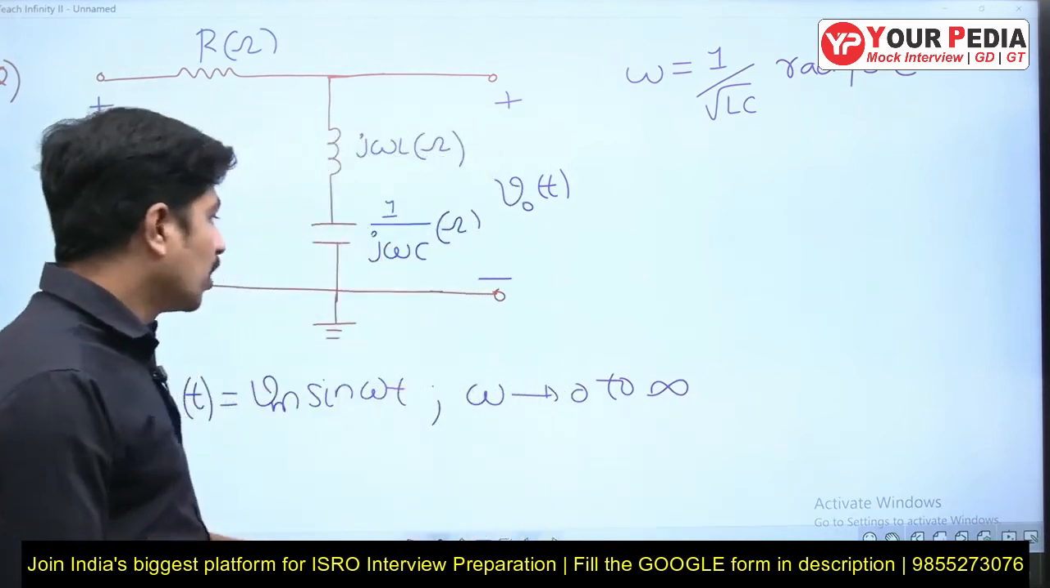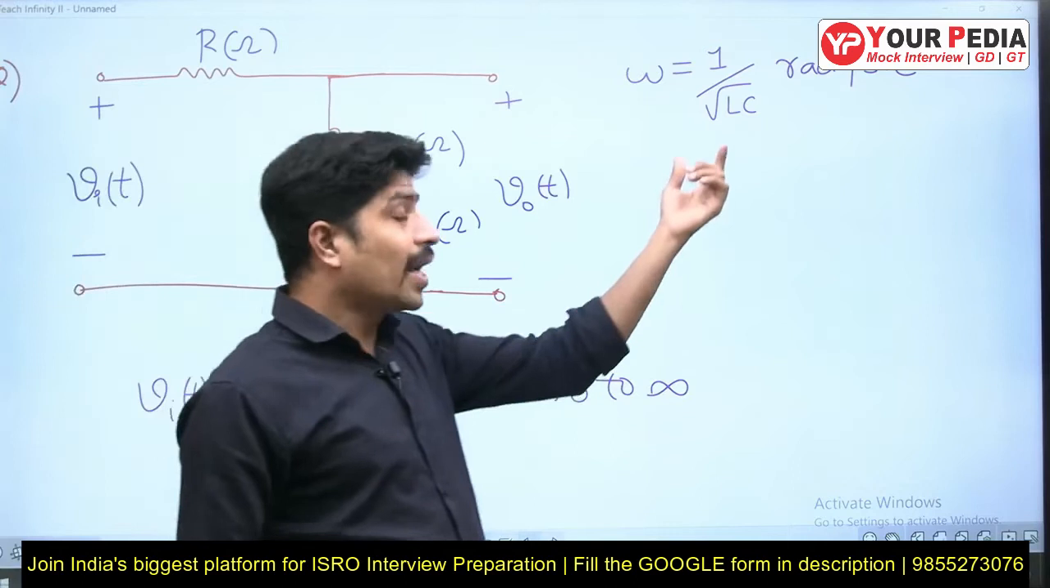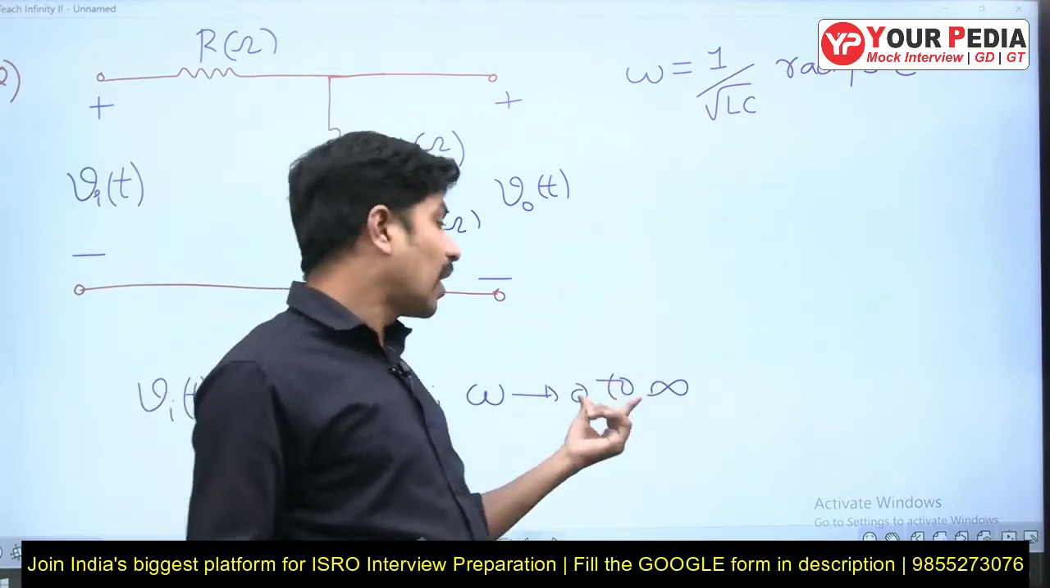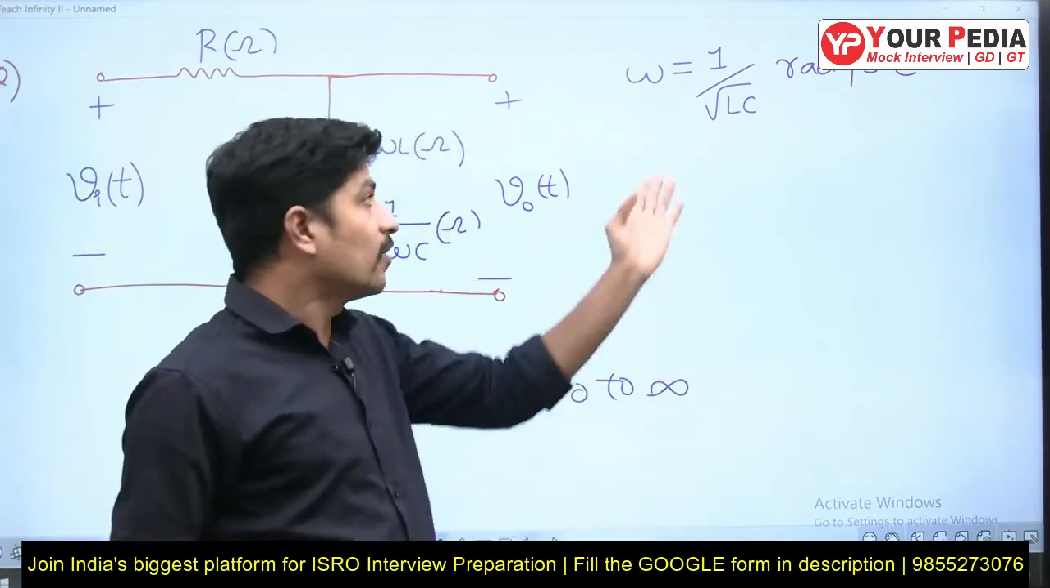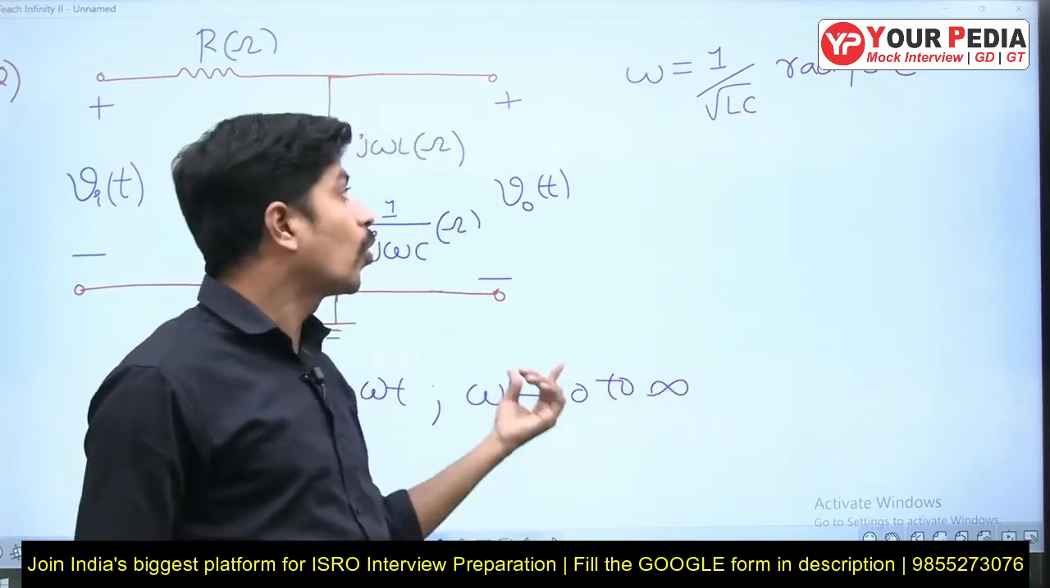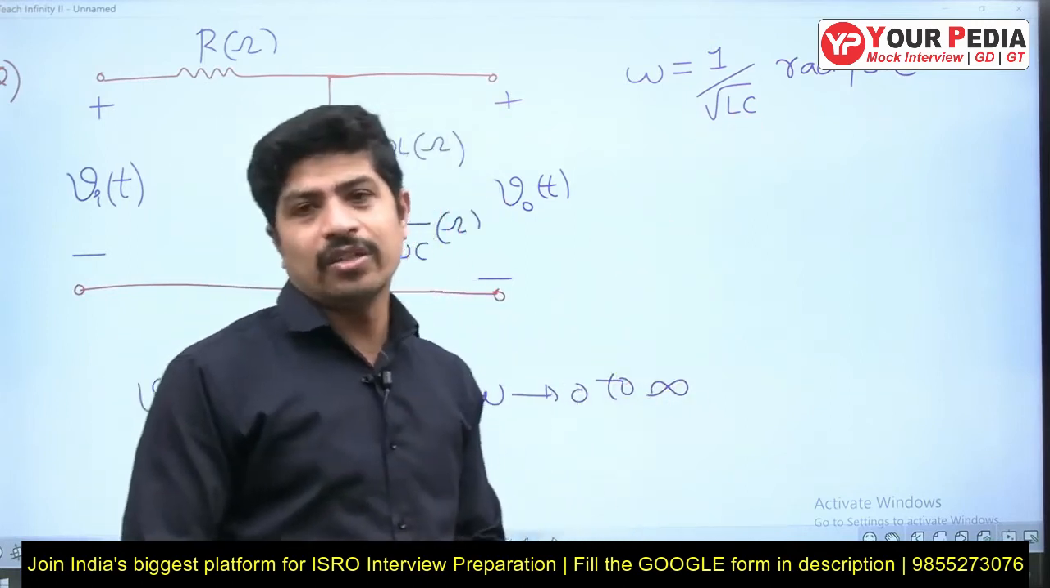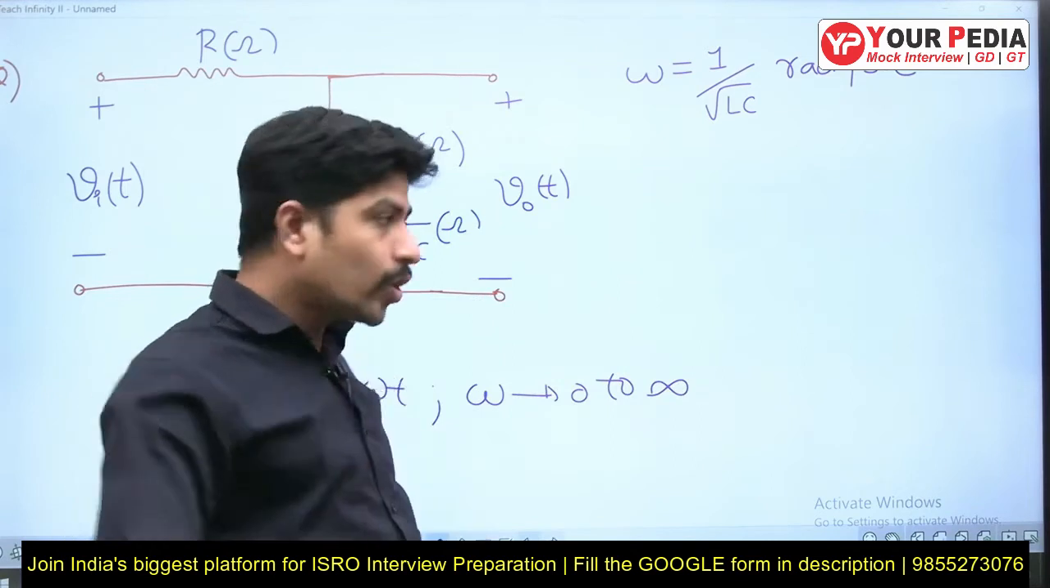Okay, come here. So omega we are varying from 0 to infinity. At some value, this value is going to be equal to this value. Suppose L is equal to 1, C is equal to 1, when omega equal to 1, we are going to get the resonance condition.